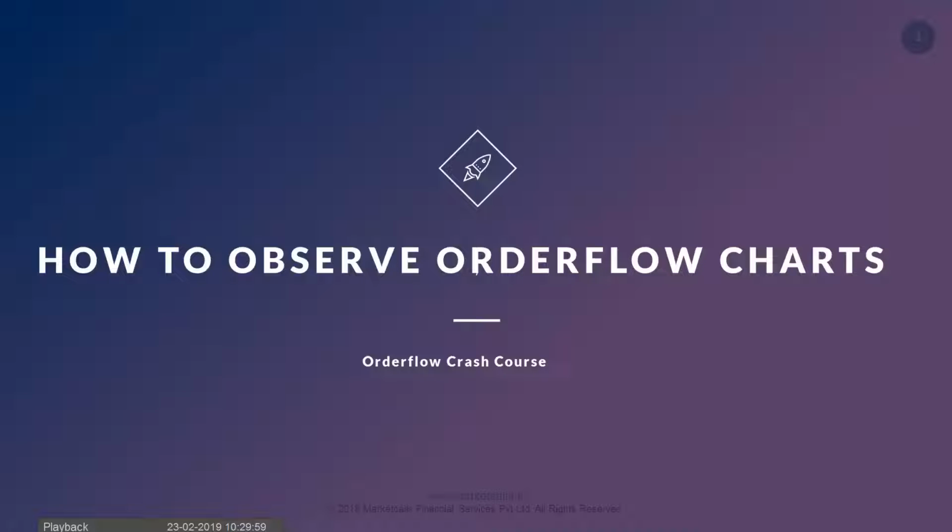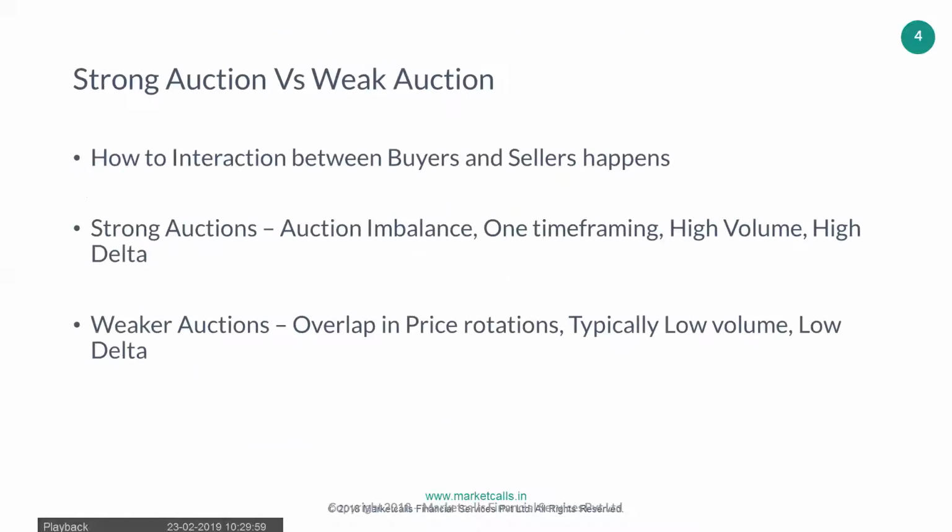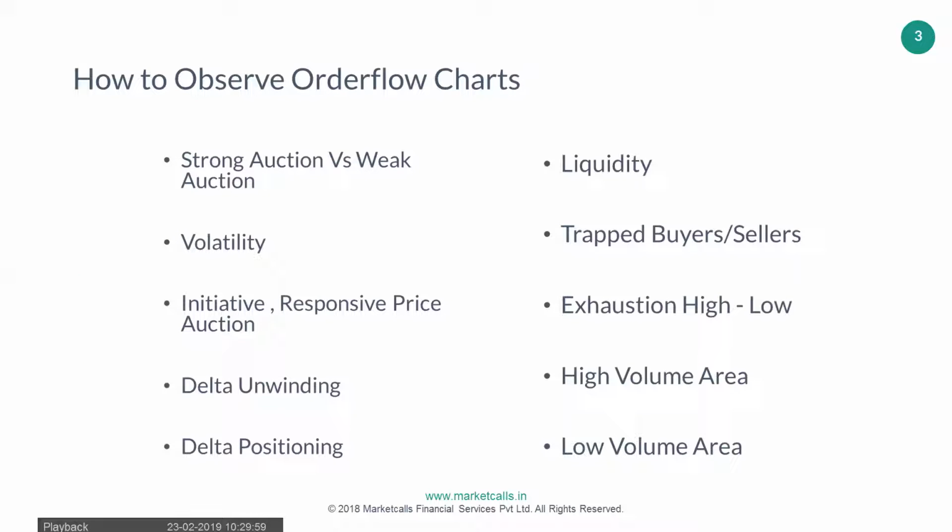That will give you a more enhanced idea about how you can build strategies on top of order flow, right? Some of them have been automated, like R Delta or MR alerts. And there are things you should observe while watching order flow charts: how strong the auction is, how weak the auction is, or how volatile. From the volatility candle, what you can understand, what is an initiative or responsive price action, which we already talked about. And tomorrow we'll be talking about delta unwinding and delta positioning. These are two different strategies again.